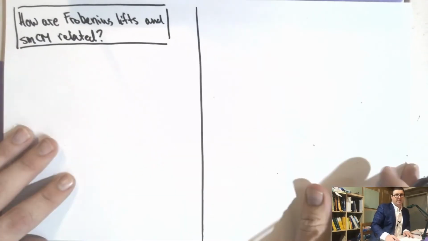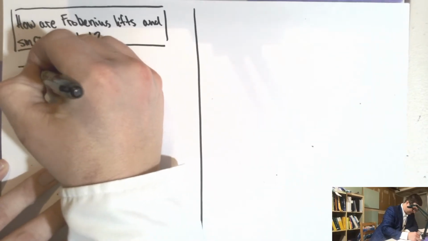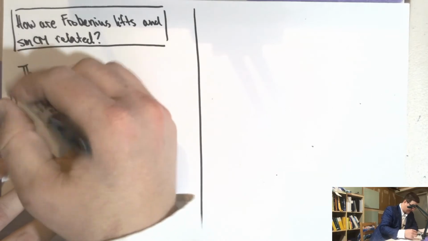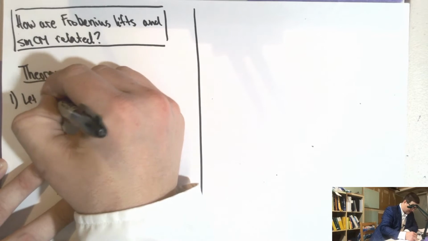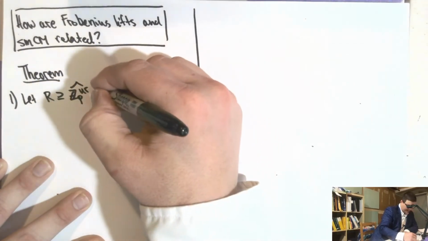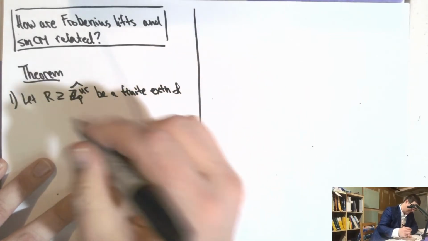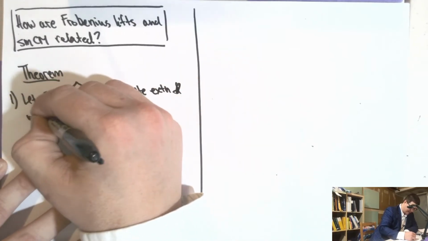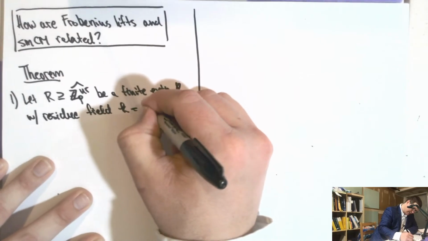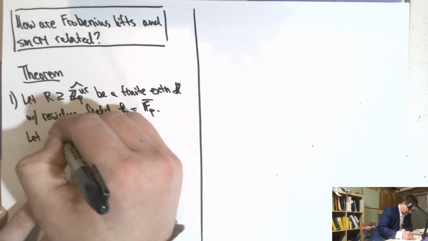Okay, so the theorem is the following. One direction is that, so let R here over Z_p unramified, completed, be a finite extension with residue field K, which is F_p bar. Okay, so let A over R be an abelian scheme.